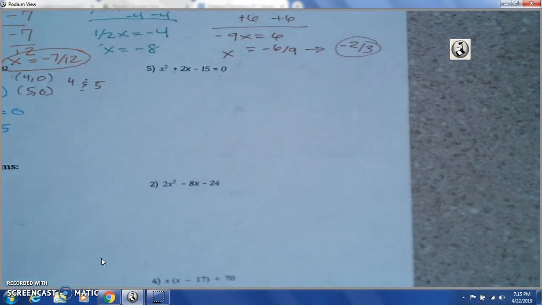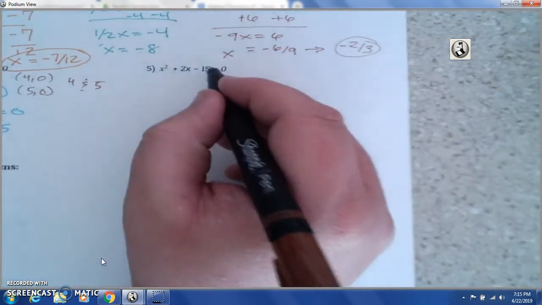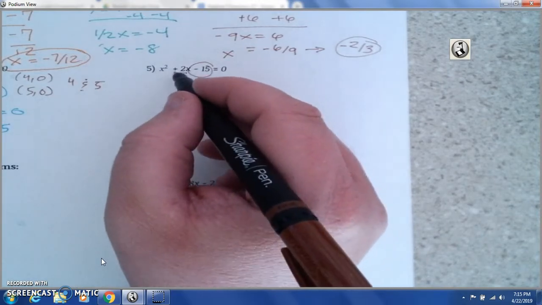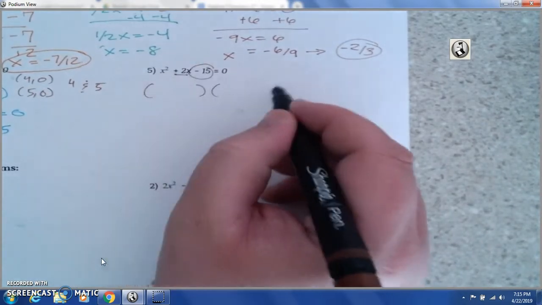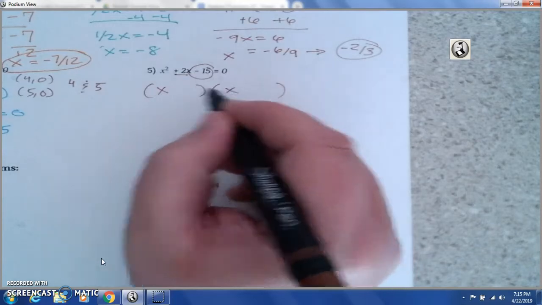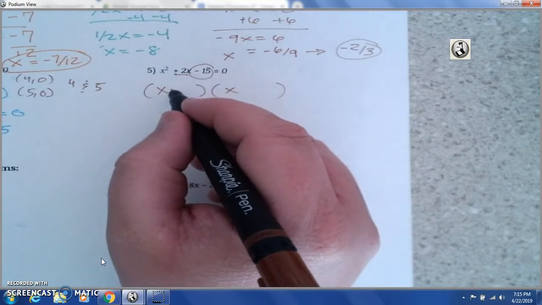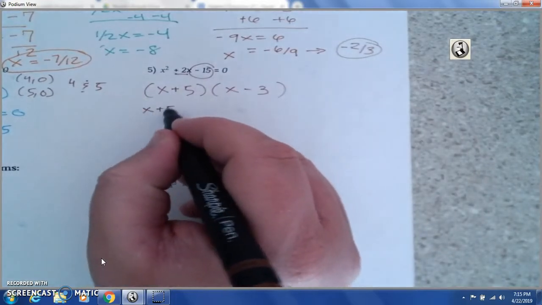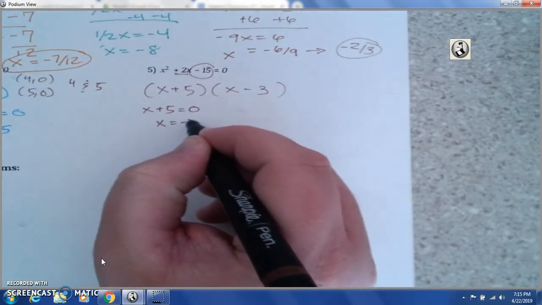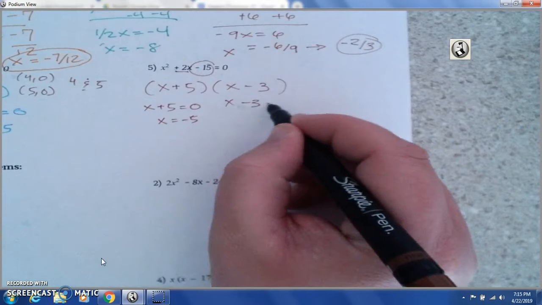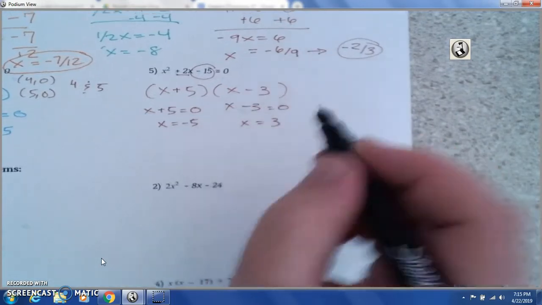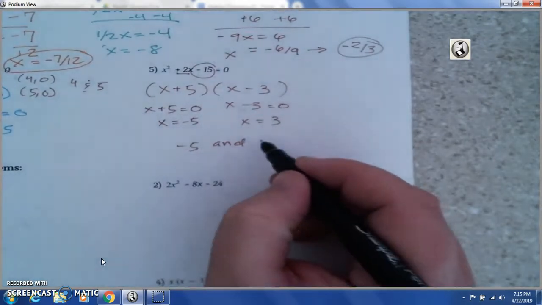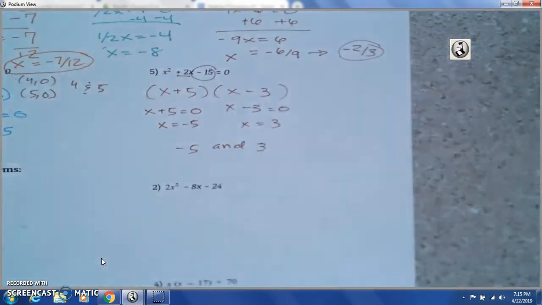Number 5, same way. Again, what multiplies to -15 but adds to 2? Well, my factors would be x plus 5 times x minus 3. I'd set each one of those equal to 0. And so my zeros in this case are negative 5 and positive 3.